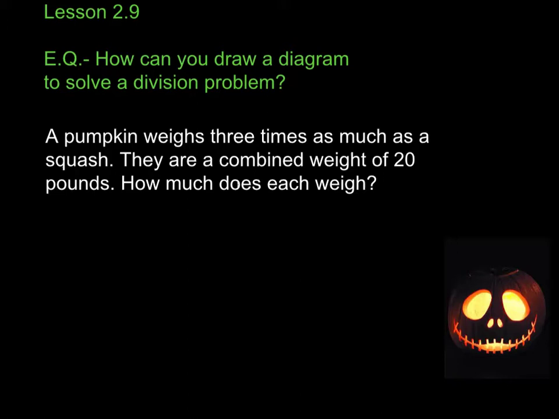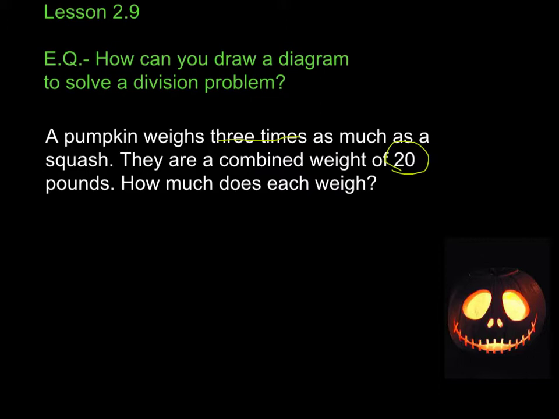We have a little story scenario here. It says a pumpkin weighs 3 times as much as a squash. They're a combined weight of 20 pounds, and we want to figure out how much each weighs. Well, we start with what we know. We know that the squash and the pumpkin combined have to total 20 pounds.